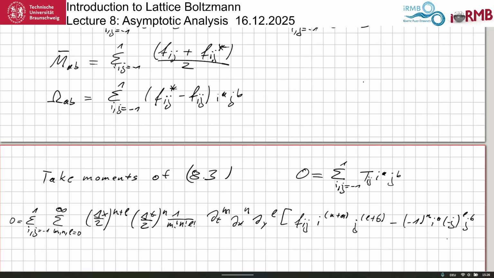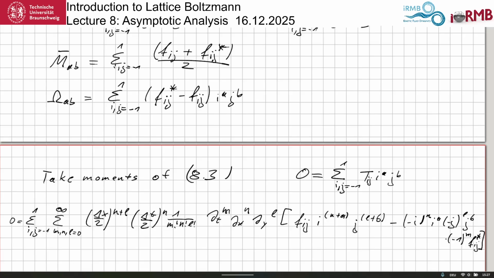And the ones that I forgot before, minus 1 to the power of m, and f_ij after collision. Okay, is this right? So this looks like a 1, right? Sorry. i to the power of n, minus i to the power of n, yes.